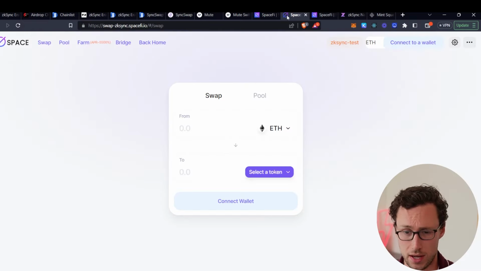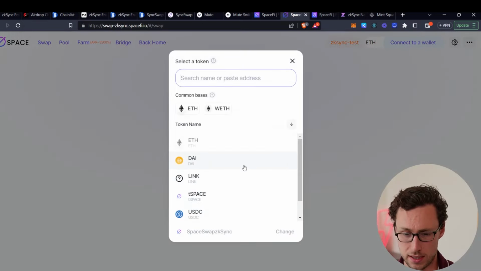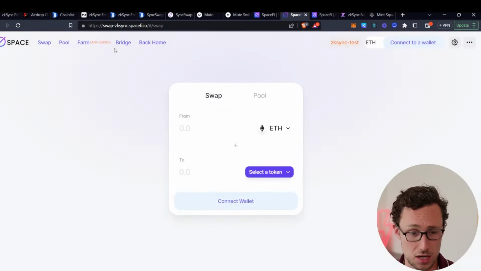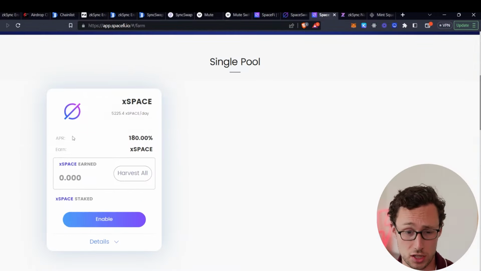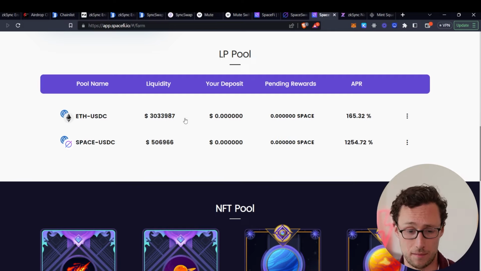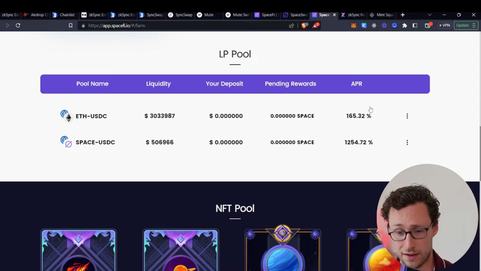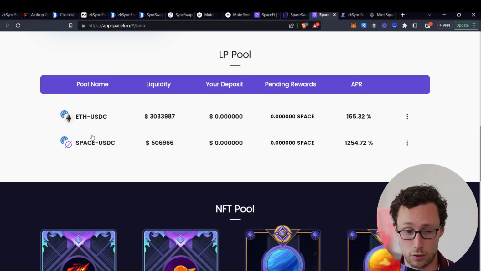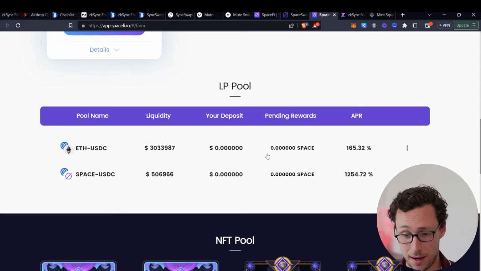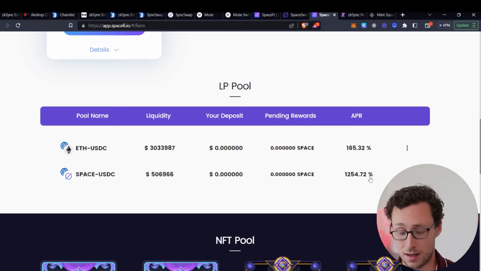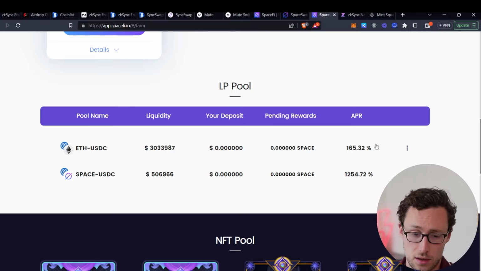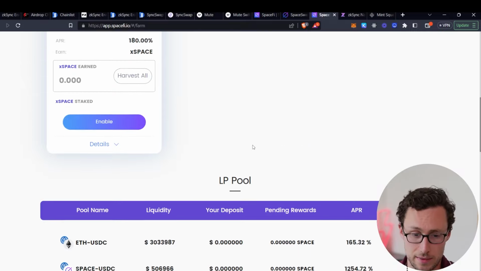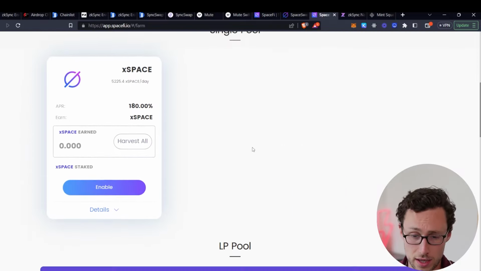And if we go to SpaceFi, then we can see here that you can swap a number of tokens. And unlike the other DEXs, and that's the reason I want to show you this, they actually have active farms. They have a farm for ETH USDC incentivized, which currently has 165% APR. And then they have one for their space token in USDC at 1,254% APR. Obviously, that's extremely high inflation. So when you see that, you always got to be careful about buying this token.